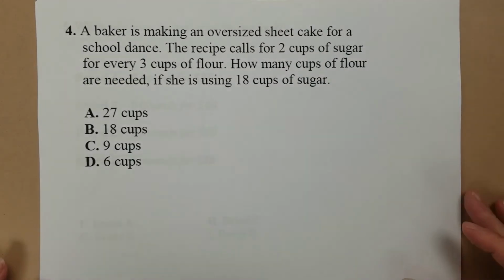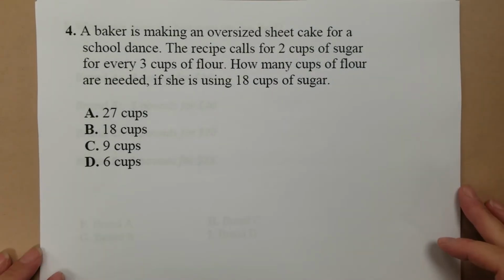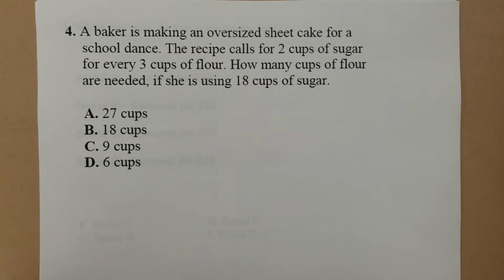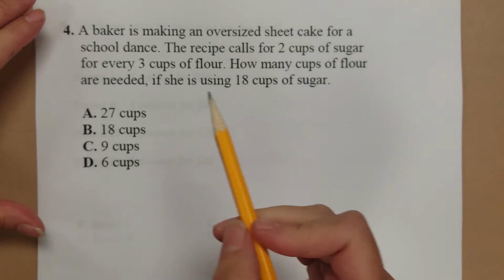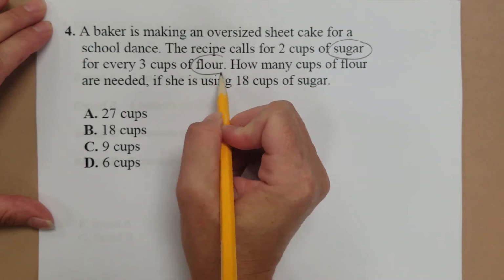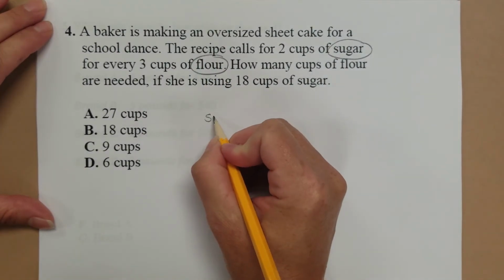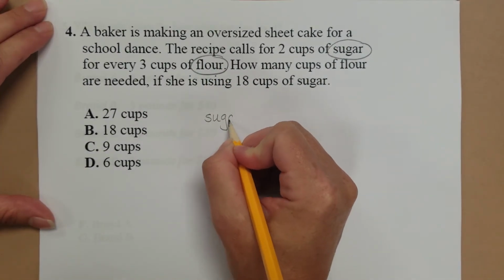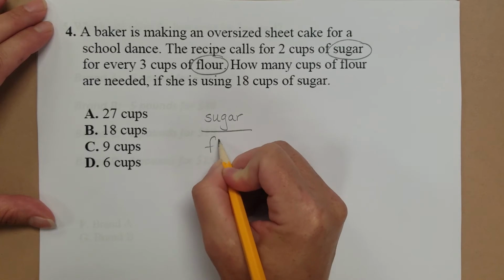A baker is making an oversized sheet cake for a school dance. The recipe calls for 2 cups of sugar for every 3 cups of flour. How many cups of flour are needed if she is using 18 cups of sugar? As you can see, we are comparing sugar and flour. So I'm going to set up my ratio, sugar to flour.